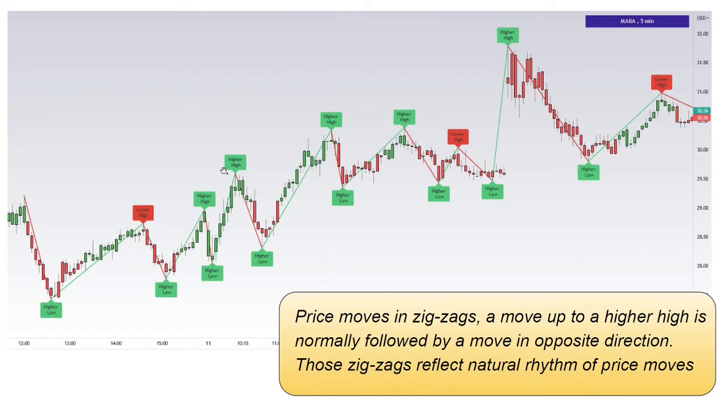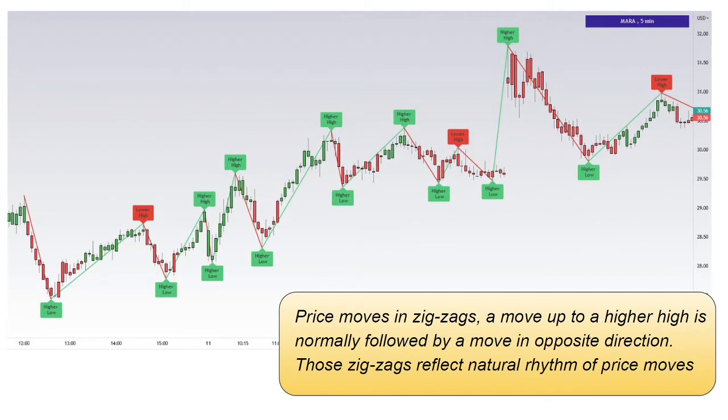So you will see that price moves in zigzags all the time on all the charts on any time frame. A move up to a higher high is normally followed by a move in the opposite direction. And we call those moves in the opposite direction pullbacks or corrections. Those zigzags, what I mean is like A up, B down, C up, A up, B down, C up. Those zigzags reflect the natural rhythm of price moves.